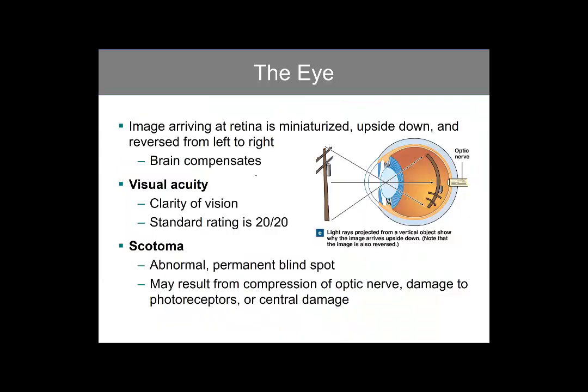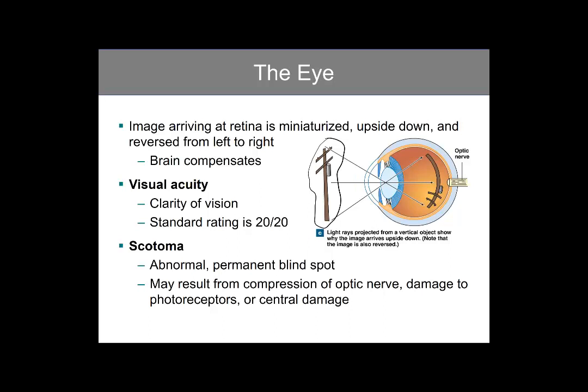Images arriving at the retina are miniaturized, and they're upside down and reversed from left to right. This is just a common feature of refraction. You can see here in this figure you have a telephone pole, and as the image of this is projected onto the retina, it is not only upside down, but then it's backwards with respect to left versus right, so it's reversed. Visual acuity is a clarity of vision, and the standard rating that we utilize is 20/20. Anything that deviates from that is less than clear.